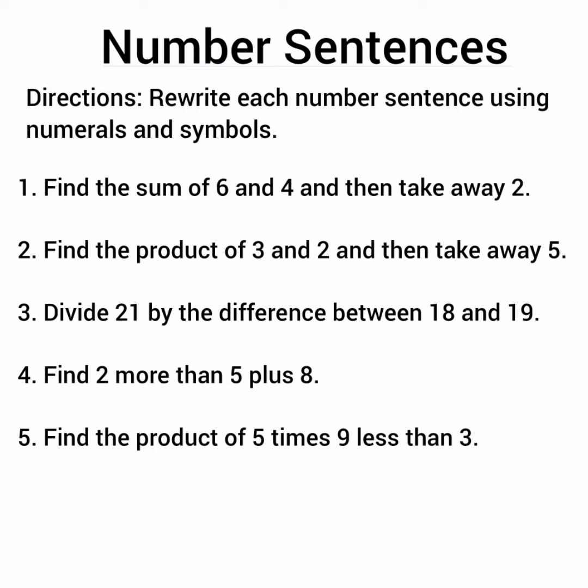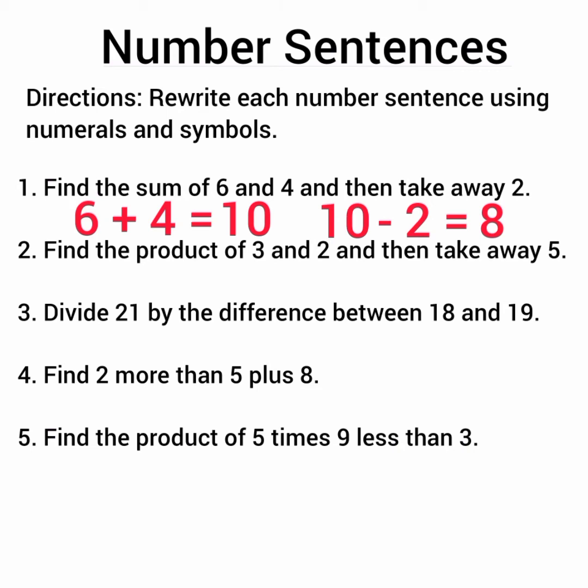So we know what the word sum means, so we're not going to go into that. So we're going to take the sum of 6 and 4, which is 6 plus 4, which equals 10. And then we're going to take the answer of 10 and take away 2. So then we're going to write 10 minus 2 equals 8. And that's how you do number 1. So numbers 2, 3, 4, and 5 will be the same.